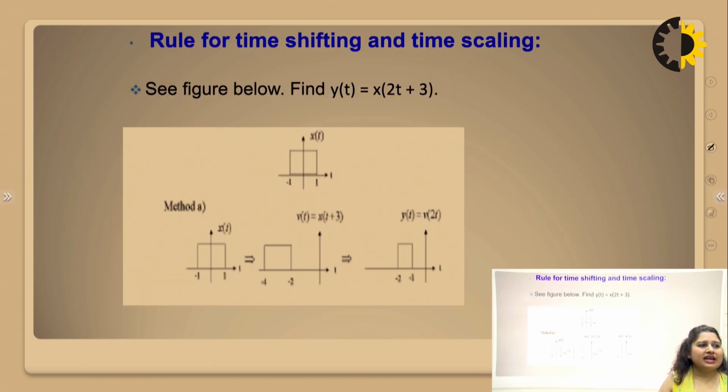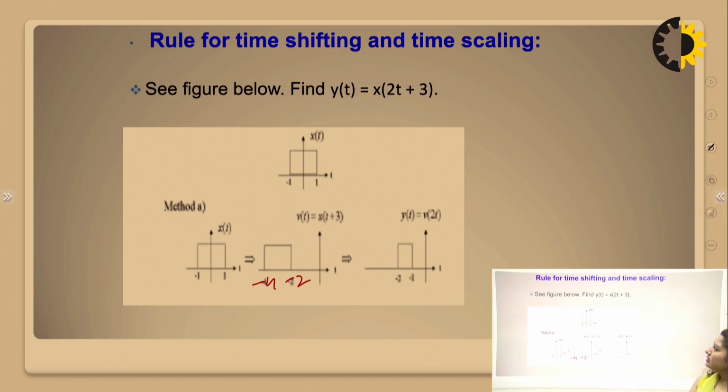So rules here are very simple. Suppose, for example, y(t) is equivalent to x(2t plus 3). We have an x(t) signal and we have to find out x(2t plus 3). Firstly, we just shift it to x(t plus 3). Then that will be an advanced signal. So minus 1 will come to be minus 4 and 1 will come to be minus 2. So it is from minus 4 to minus 2.